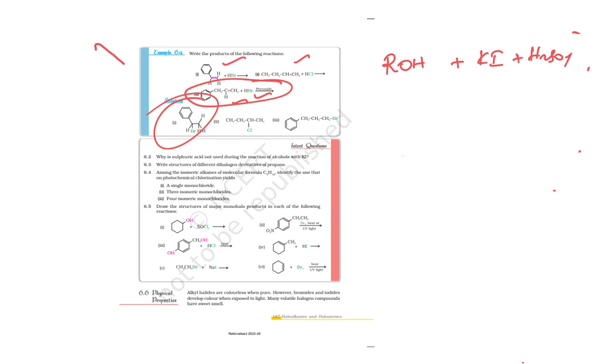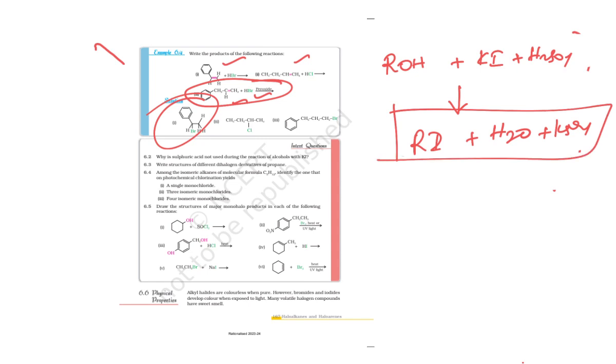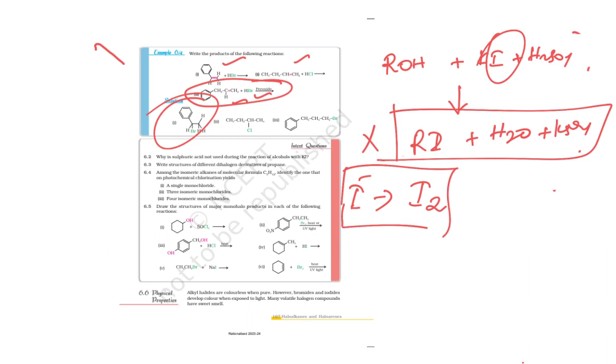So what is our product? It is going to form RI plus H2O, and KHSO4 we can expect, but this reaction is not possible. Instead the iodine gets oxidized, so I minus becomes I2. So we should not use H2SO4. Instead we can use H3PO4. So this kind of change is not possible in case of this reaction.